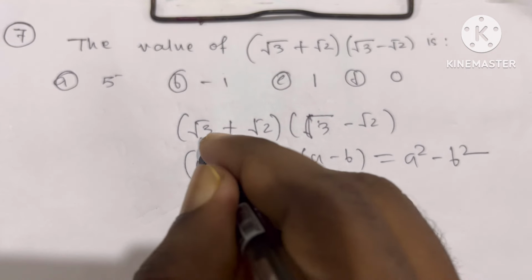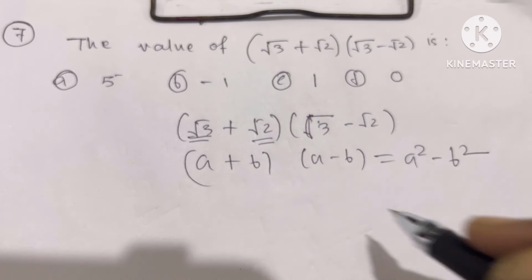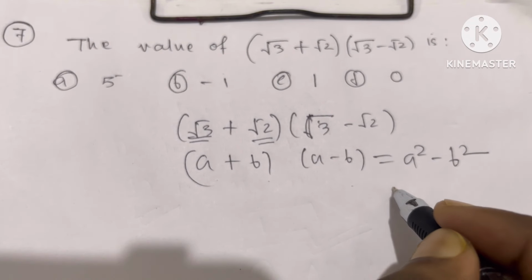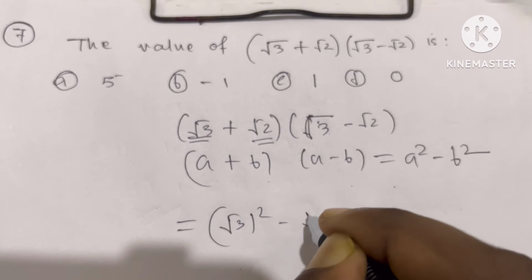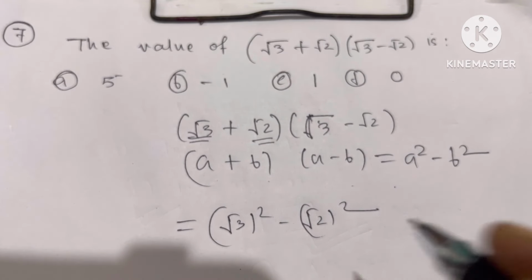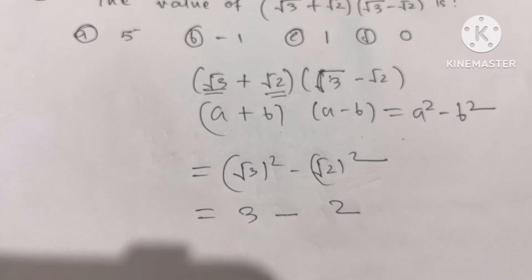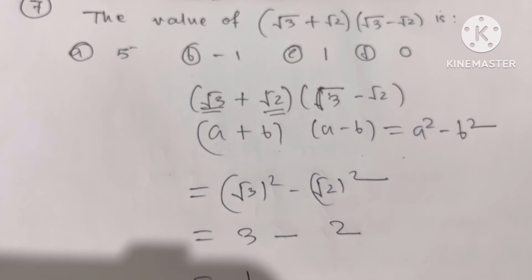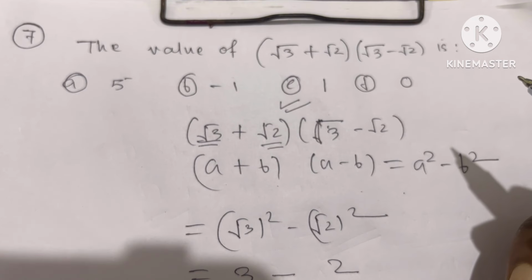So here the value of a is root 3 and the value of b is root 2. Yes or no? If we use the formula a plus b into a minus b equals a square minus b square, then we can write root 3 square minus root 2 square. Root 3 square means 3, and root 2 square means 2. So 3 minus 2, the answer will be 1. So which option will be correct? This is very simple. I just used the a plus b into a minus b form, which gives a square minus b square. So that's why option C is correct. Okay.